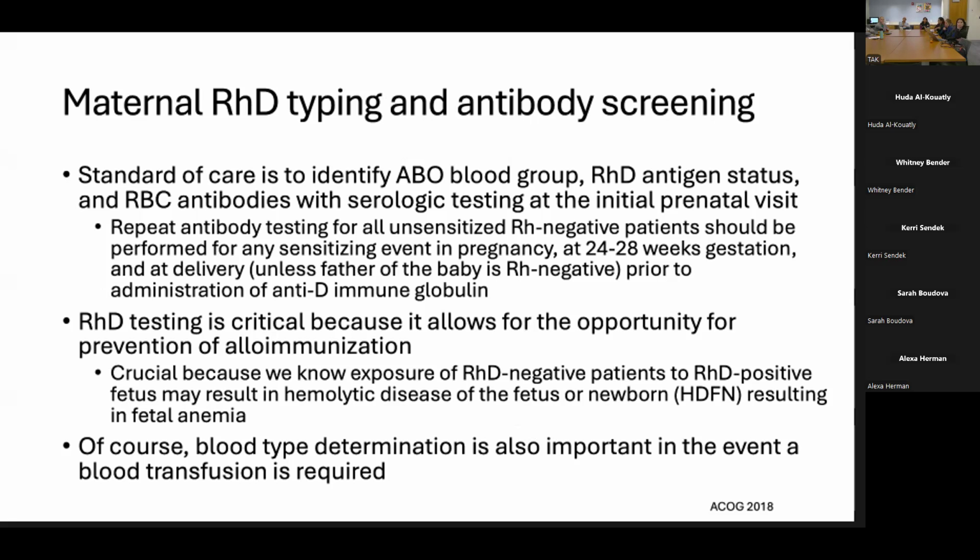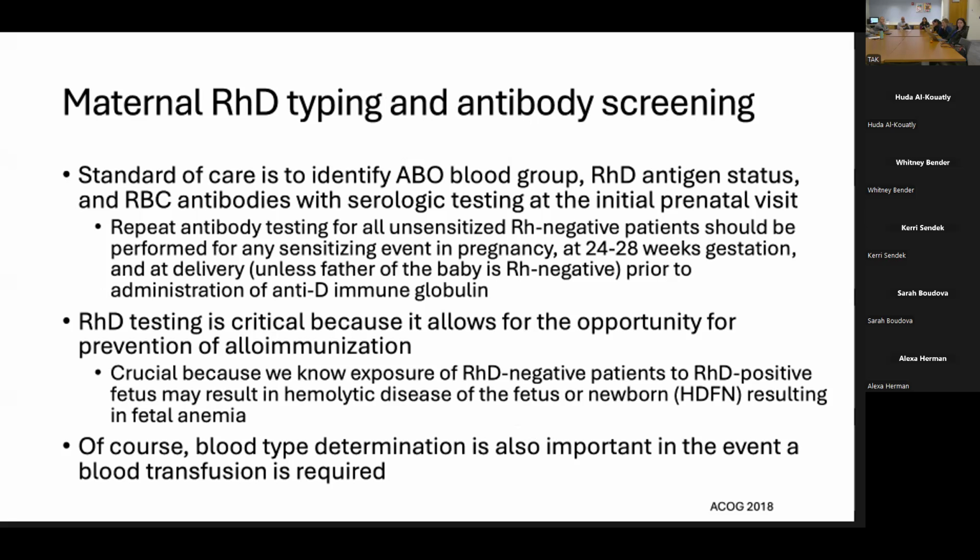And then it's recommended to repeat antibody testing for all unsensitized Rh negative patients for any sensitizing event in pregnancy, at 24 to 28 weeks gestation and at delivery prior to administering anti-D immunoglobulin, which we'll talk about. RhD testing is critical in pregnancy because it allows for the opportunity for prevention of alloimmunization.